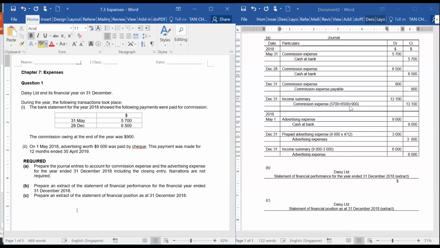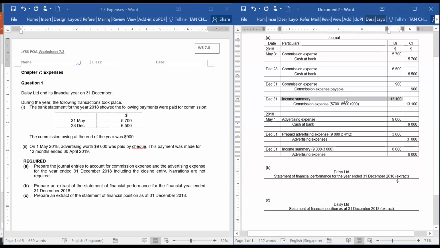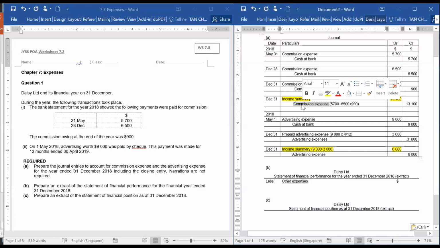this one I highlight for you, the 13,100 for your commission expense, as well as the advertising expense. So this one needs to be transferred to your financial performance. So if you do a little bit of recap, financial performance will only capture information related to income and expense. But of course, for this question, there isn't any income. The only relevant items are your expenses. And in this case, we have the commission expense as well as the advertising expense.